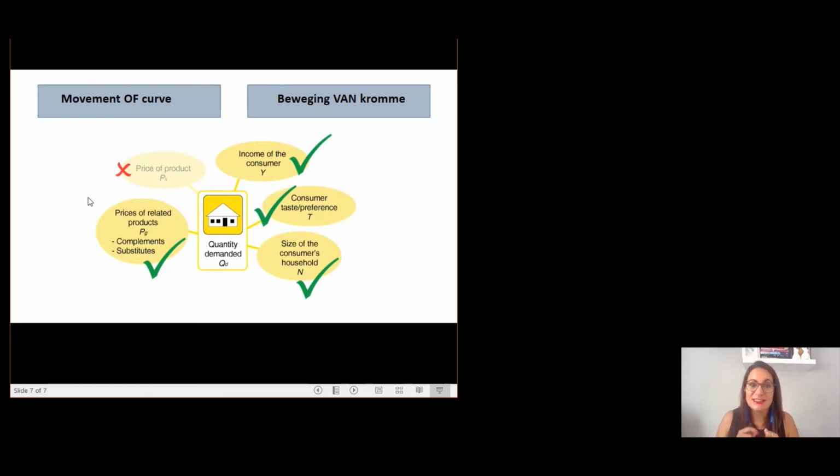So that is it. There's your demand curve, downward sloping. Two things can happen. There's a movement on the curve, which occurs if there's a change in price, and then the movement of the curve either to the left or right due to one of the determinants: income, taste and preferences, size of the household, complements and substitutes. Right, let's go into more detail in the next video.